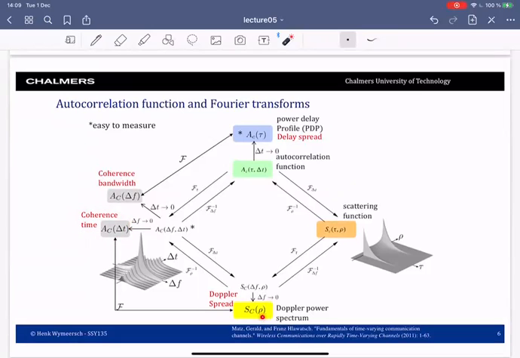We also have this Doppler power spectrum, the scattering function, and all of these are related by different Fourier transforms. You should be able to interpret all of these, go from one to the other, and derive all of these important quantities such as delay spread, coherence time, coherence bandwidth, and Doppler spread.